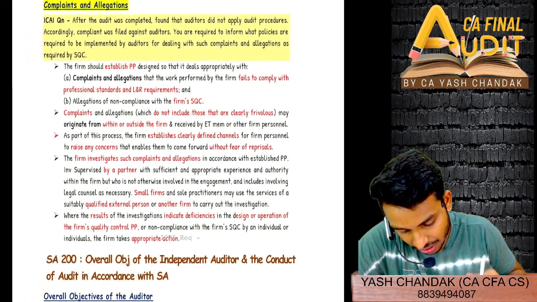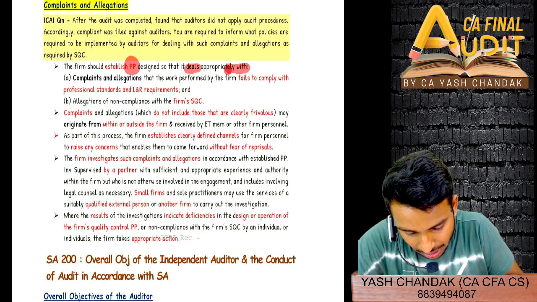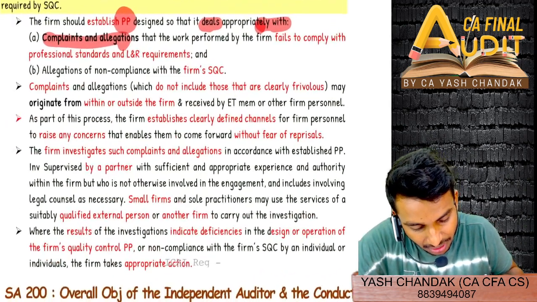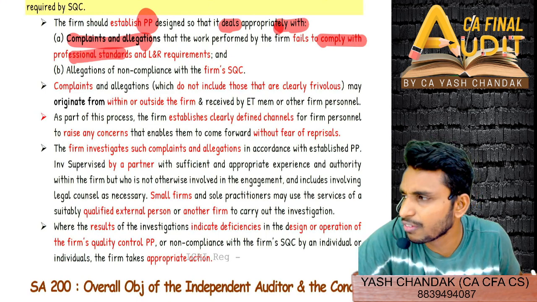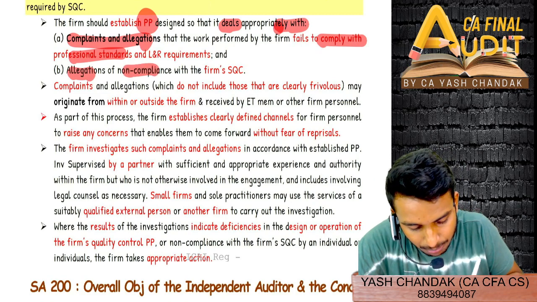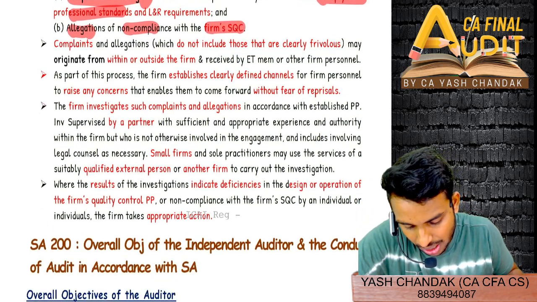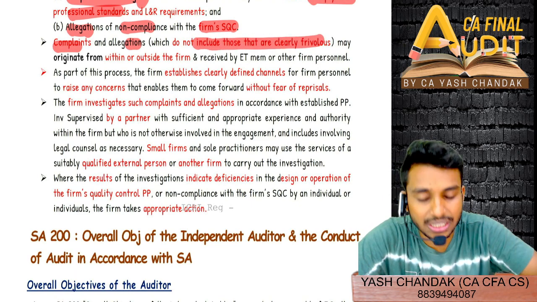So let's just see, the firm has to establish a policy or procedure so that it deals appropriately with any sort of complaints or allegation that may arise, that we have failed to comply with any sort of professional standard, or that we have failed to comply with any sort of legal or regulatory requirement, or any sort of allegations of non-compliance with the firm's standard on quality control. Similarly, complaints and allegations which do not include those that are clearly frivolous.